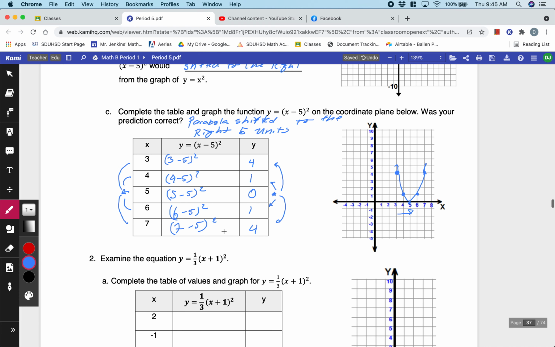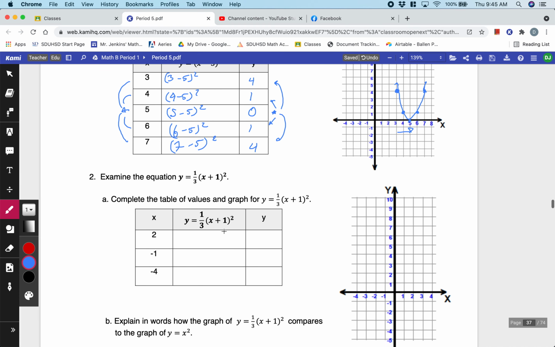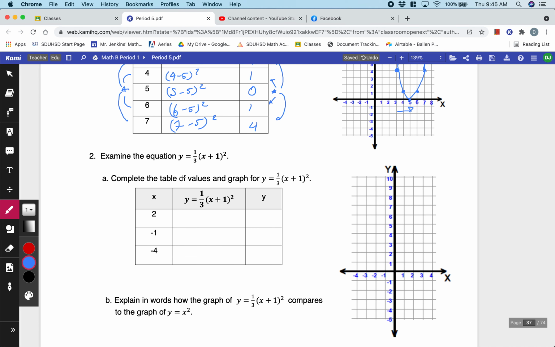So now let's go and look at this. We're going to combine the a and h values, okay? So this 1/3, I really want you guys to be able to know what that 1/3 does to the graph. Since it's approaching 0, getting closer to 0, my graph is going to get wider. And what about this plus 1? The plus 1 is in the parentheses, and remember that's when it shifts right or left.